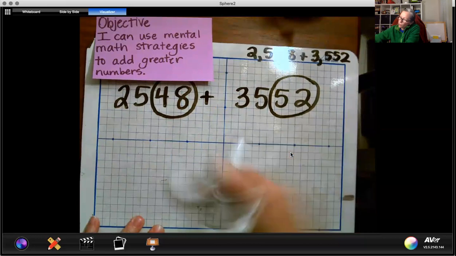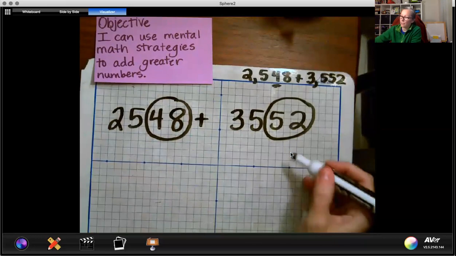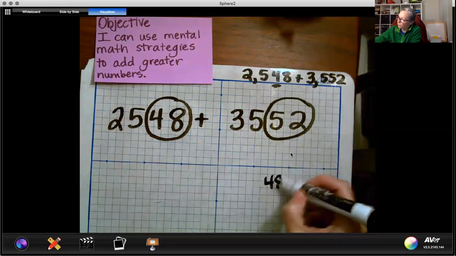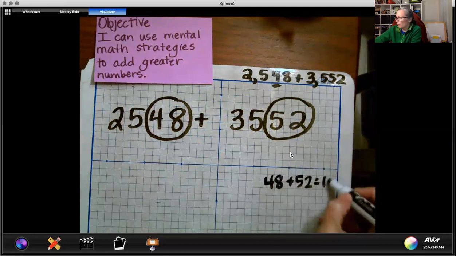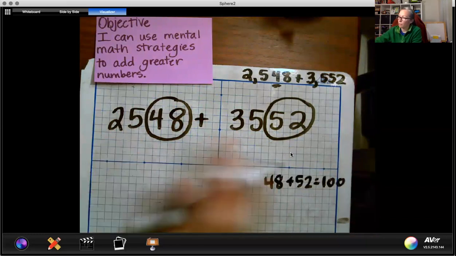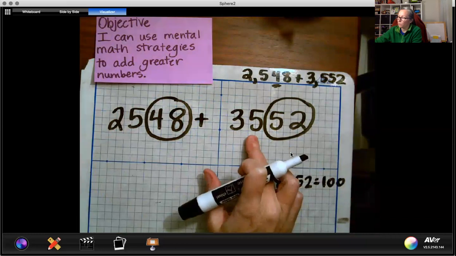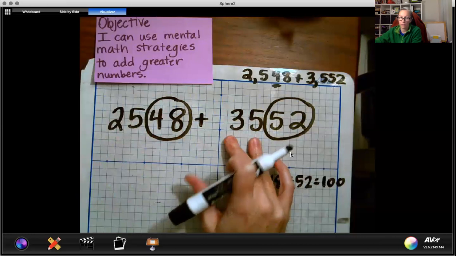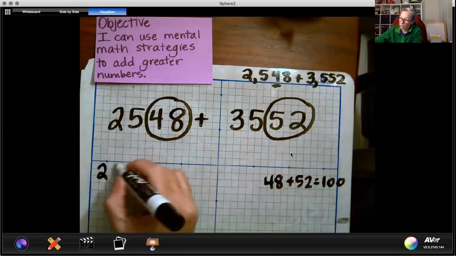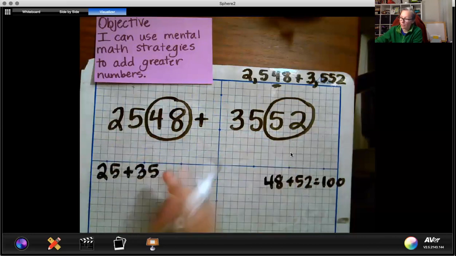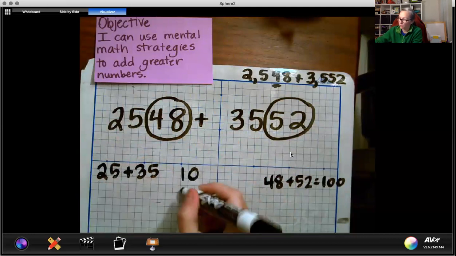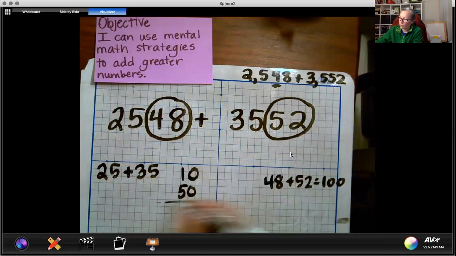All right, so the first friendly number there I saw was in the tens and ones. So I would end up with 48 plus 52 equals 100. And that leaves me just left with my thousands place and my hundreds place of each number. So I could look at that as just doing 25 plus 35. That would be one choice. And for a lot of kids, those are friendly because fives add together easily in our head. 5 and 5 would give me a 10. 3 and 2 would give me 50. 10 plus 50 would equal 60.